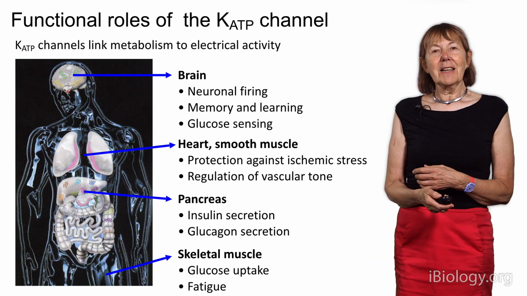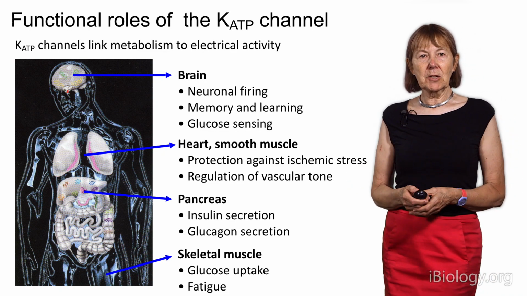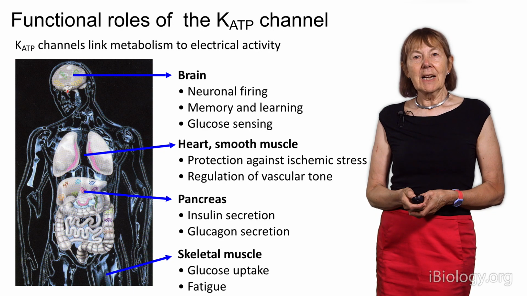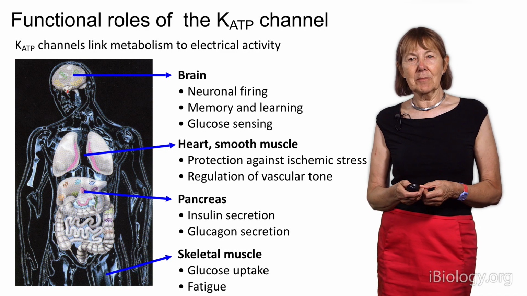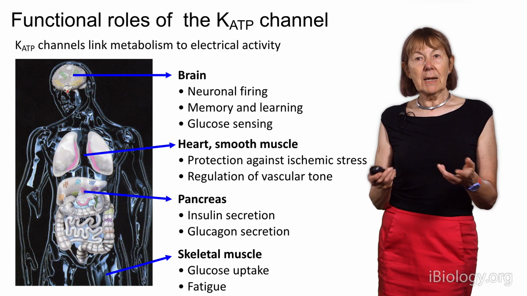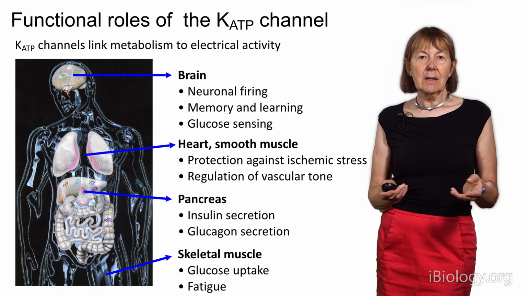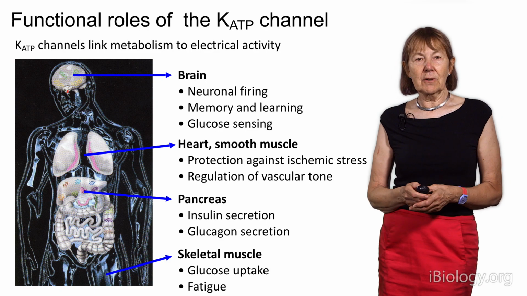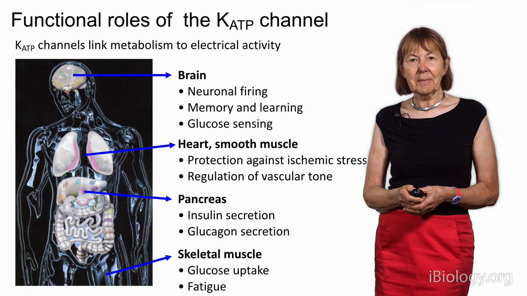And the reason that all these additional symptoms are found in these patients is because the KATP channel isn't only found in pancreatic beta cells. It's also found in many other cell types where it links metabolism to electrical activity. In the brain, for example, it's involved in neuronal firing. In the heart, it protects against ischemic stress. In the pancreas, it's involved in insulin secretion, and it's also found in skeletal muscle.